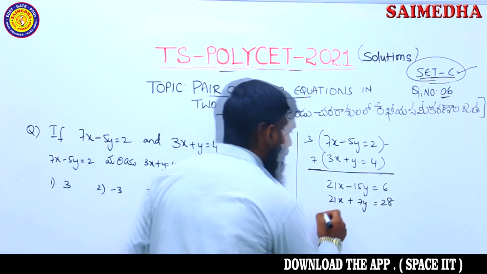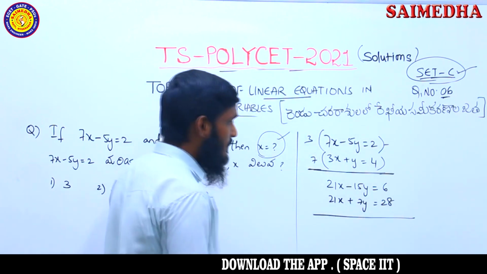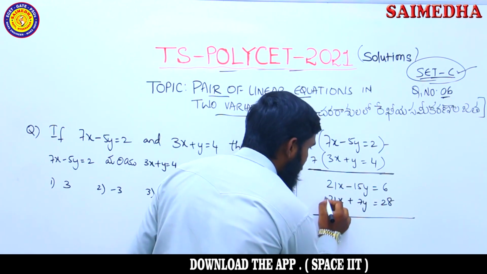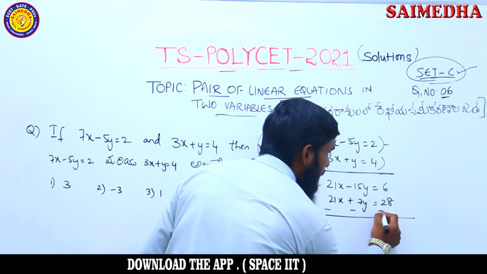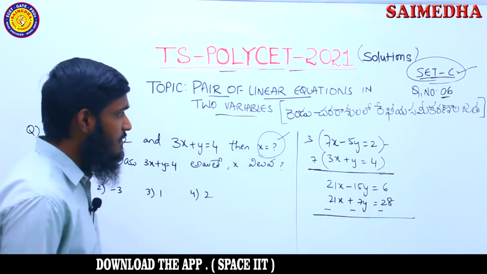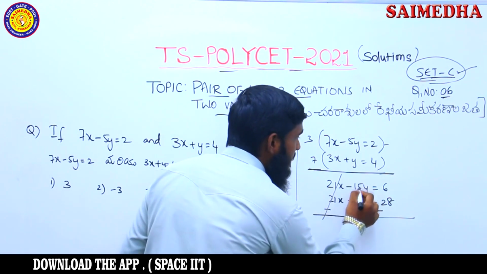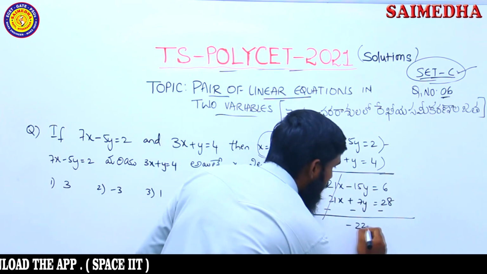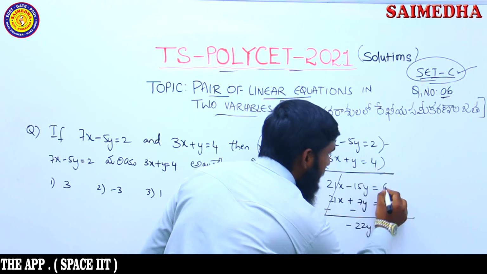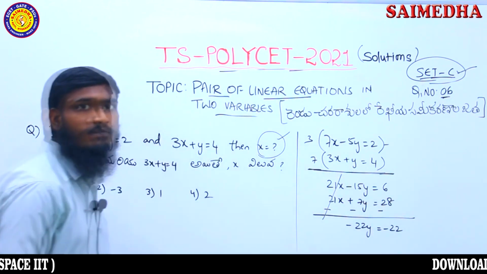So what we are doing, we have to change the signs over here. We have to change the signs of equation 2. So when we are changing the signs, this plus sign will become minus, here also it will be minus, and here also the plus sign will become minus. So 21x minus 21x gets cancelled, minus 15y minus 7y equals minus 22y, then 6 minus 28, again equals minus 22.